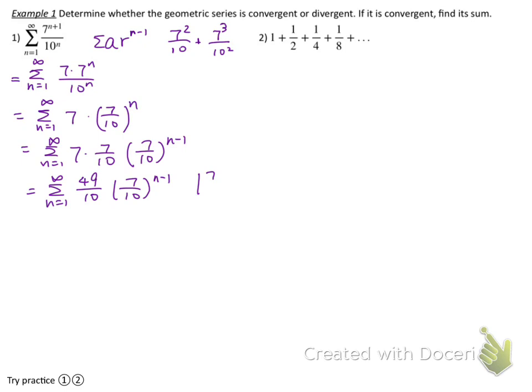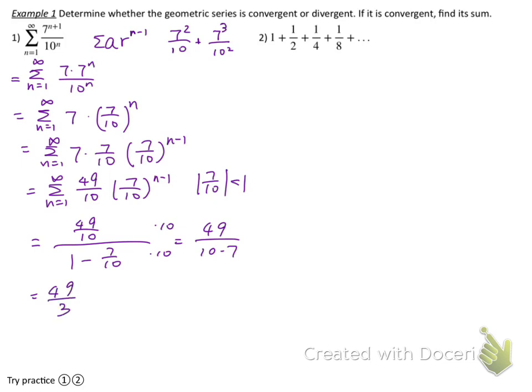Anyway, our common ratio 7 over 10 is less than 1, so the series is convergent to the first term, which is the outer part, over 1 minus the common ratio. So this gives me 49 over, if I multiply 10 top and bottom, 10 minus 7, or 49 over 3.